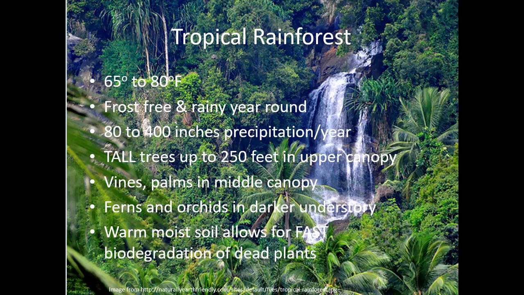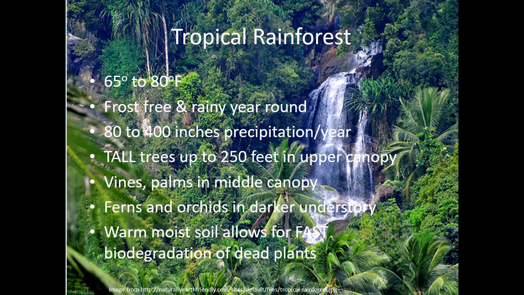Tropical rainforests can receive anywhere from 80 to 400 inches of precipitation per year, and the trees grow very, very tall, up to 250 feet. You'll also see, if you're in a rainforest, there's many levels to the rainforest.